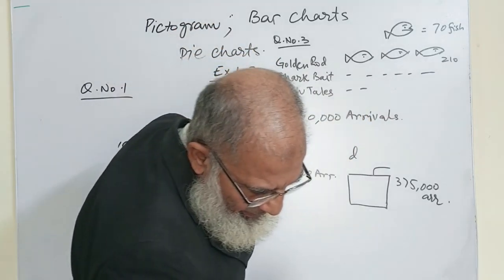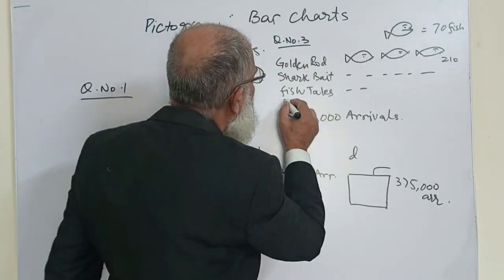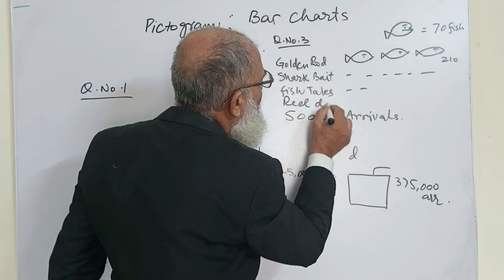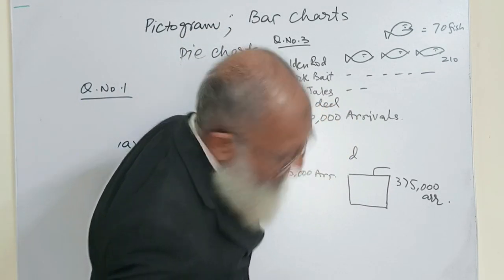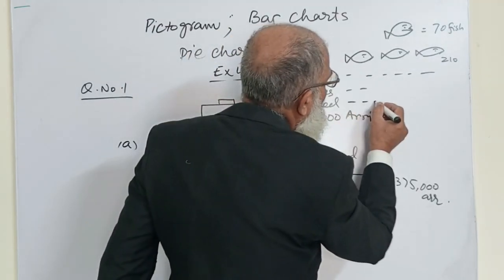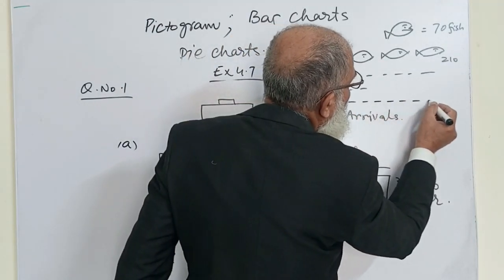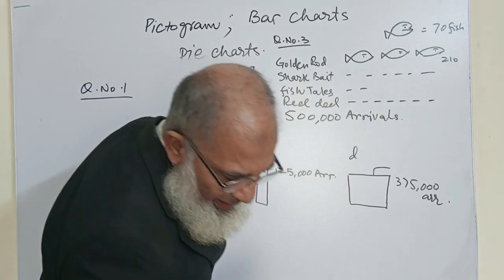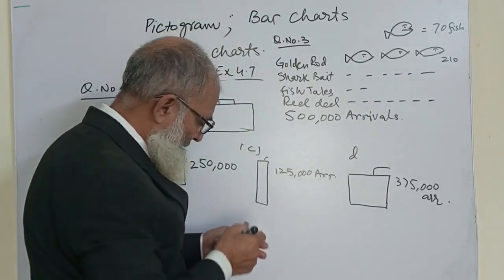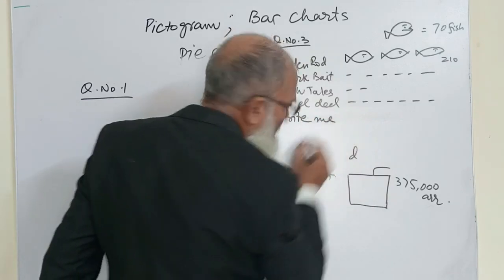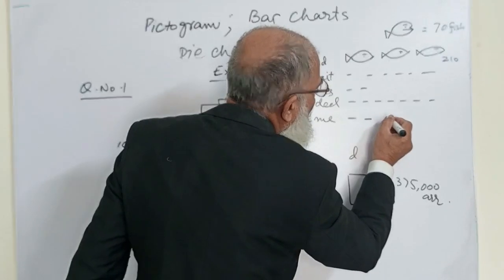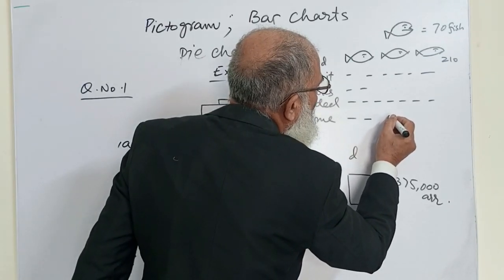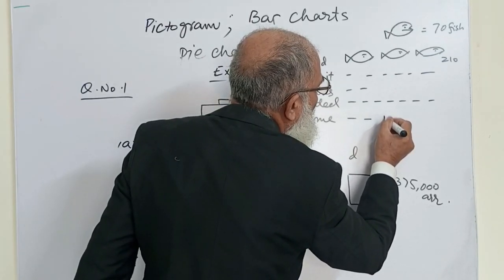And for real deal, you can catch how many? One, two, three, four, five, six, seven. And for bite me, how many fish are there? One, two, and one half fish is given to you now.